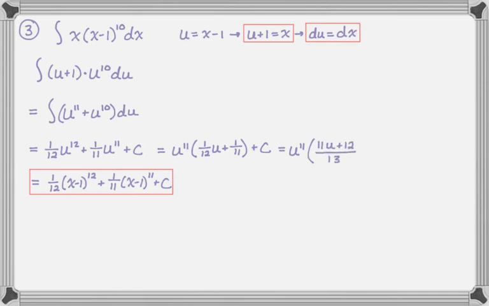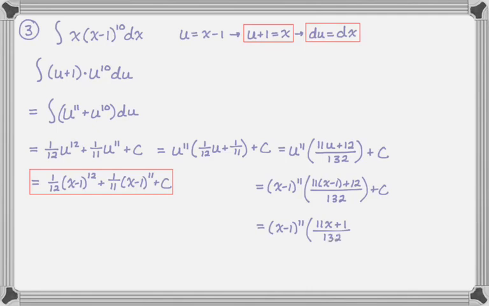We get this. Then we know that u is actually x minus 1. So we can substitute, and then here we're going to be able to clean this up like that. And then finally we just simplify that a little bit. So 11x plus 1 over 132, and then plus c.